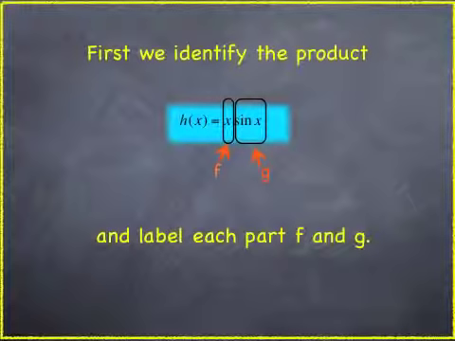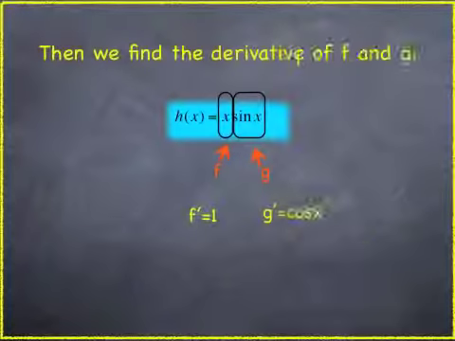First, identify the product. We have two parts again. We're going to label them f and g, and once we see those two parts, the product, we know product rule will apply. Then we want to find the derivative of f and g. So f in this case is x, the derivative is 1. G in this case is sine of x, derivative of sine is cosine. So we have f, g, f prime, and g prime.